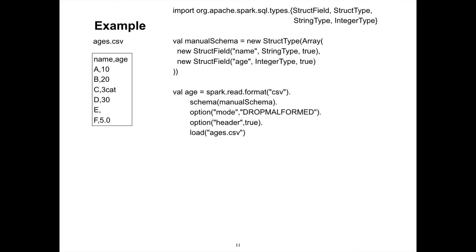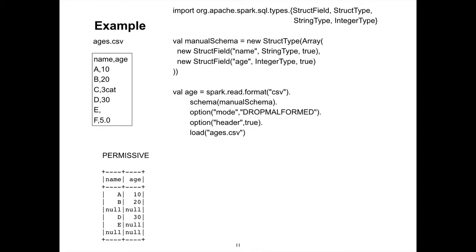As an example, I created a file called ages, and there's a name and an age. The name is a string. The age is supposed to be a number. And so C has a non-number, E is missing data, and F has a float. Then I create my schema, which says name is a string and age is an integer. And then I'm going to set the mode each of 3 times and see what we get.